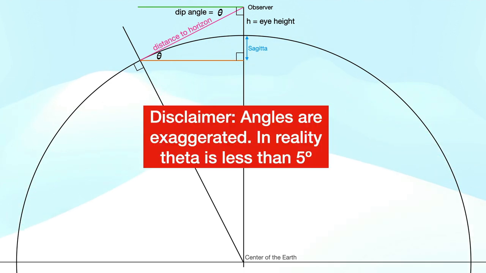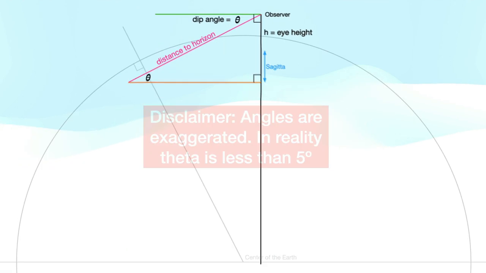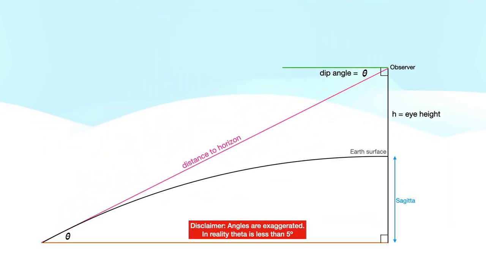This diagram is mathematically correct, but the angles and distances are greatly exaggerated. In reality, the dip angle theta is less than, often much less than, 5 degrees. Please notice that with very small angles of theta, the pink distance to the horizon will be essentially the same as the orange distance to the sagitta. Now, what did Brian discover about the globe?